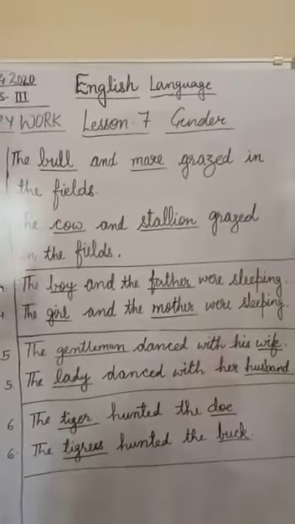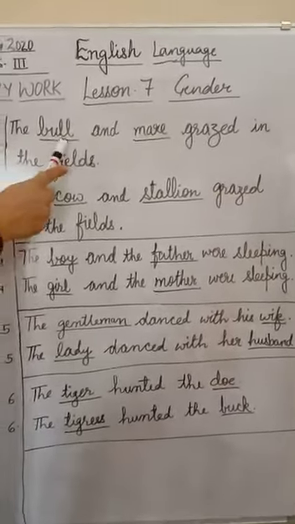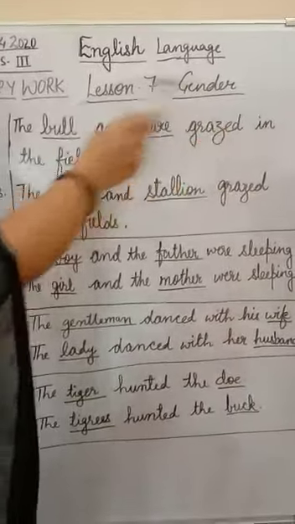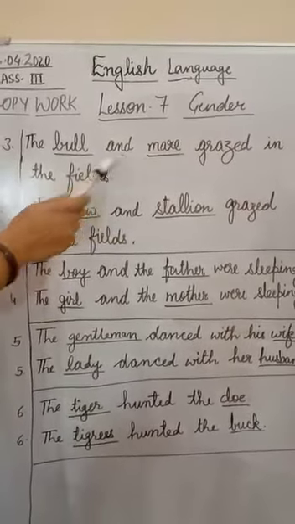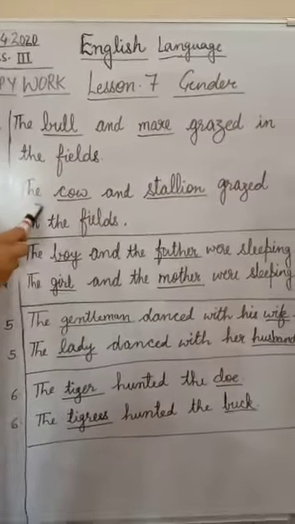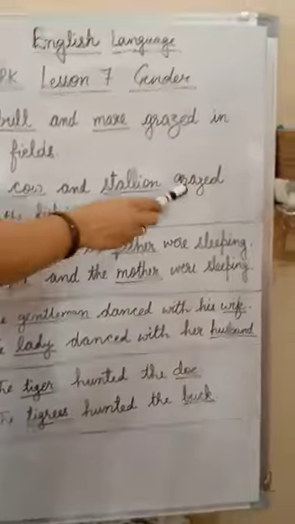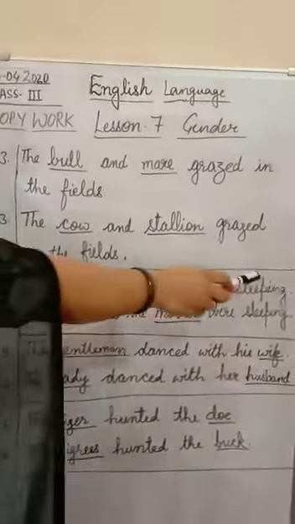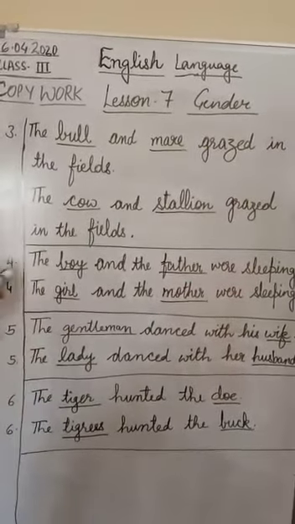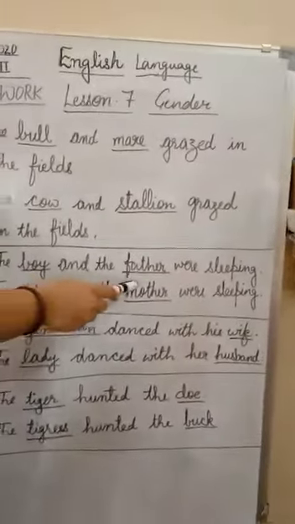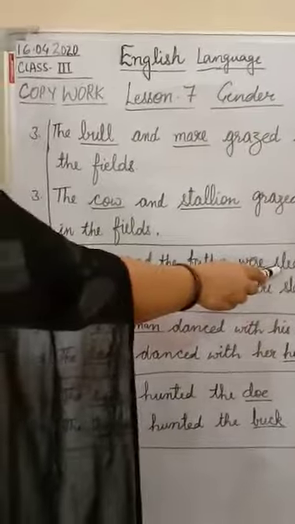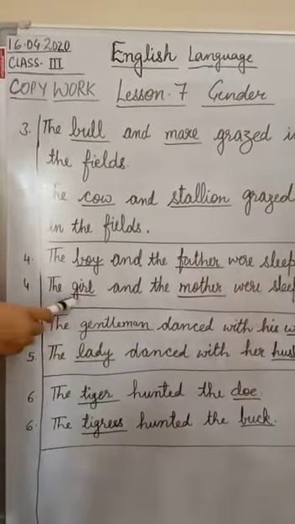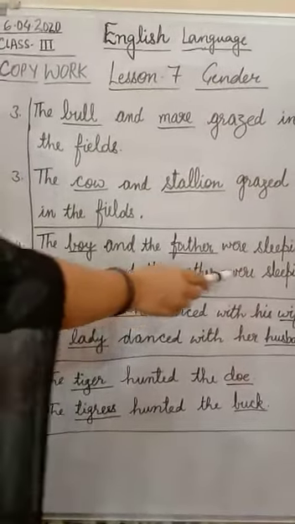After writing number 2, number 3, the bull and mare grazed in the field. Full stop. Number 3, the cow and stallion grazed in the field. Full stop. Draw the finishing line. Number 4, the boy and the father were sleeping. Number 4, the girl and the mother were sleeping.